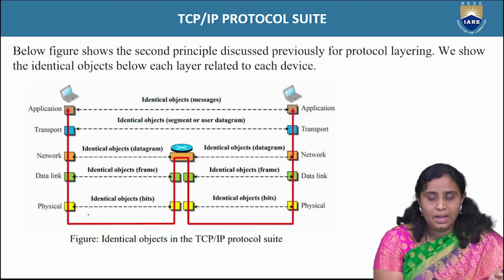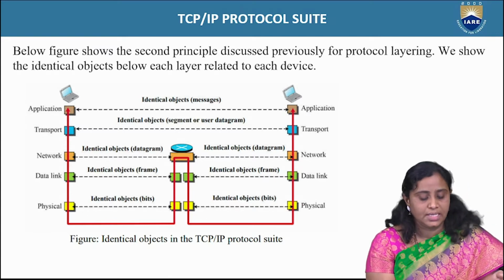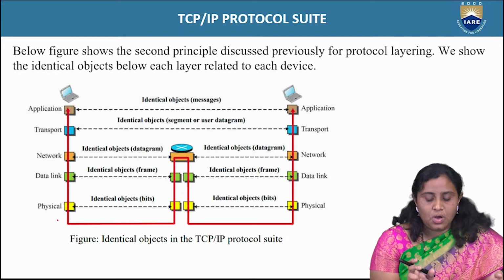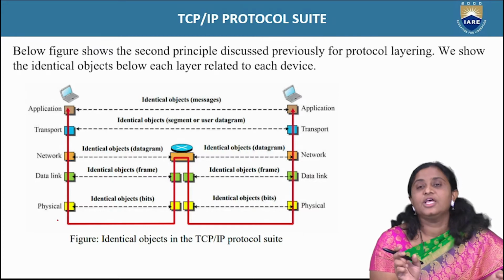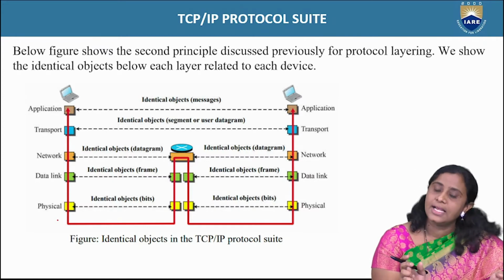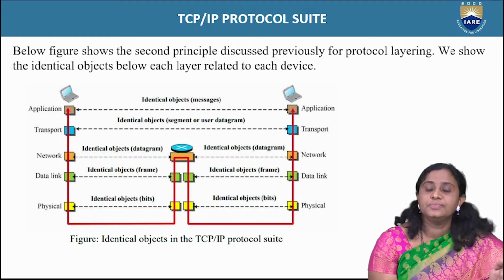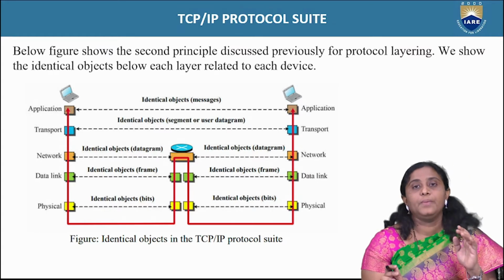Coming to the last layer of our TCP/IP protocol suite, the physical layer, the message can be split in the form of bits, which can be transmitted from one source host to the destination host. These are the identical objects, what we can call the types of data packets, which can be transmitted from one layer to another layer in the TCP/IP protocol suite.